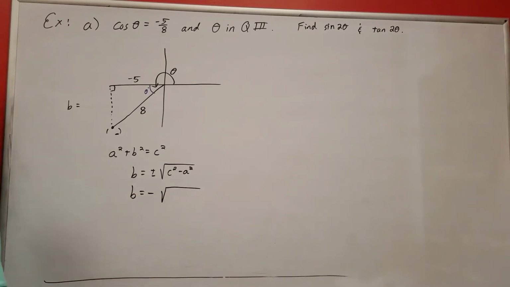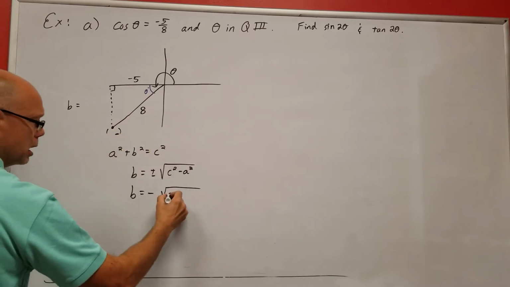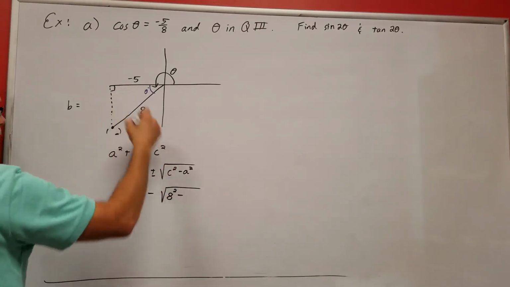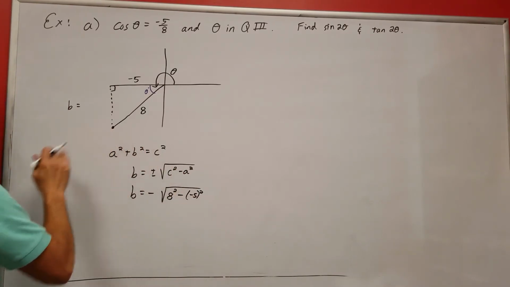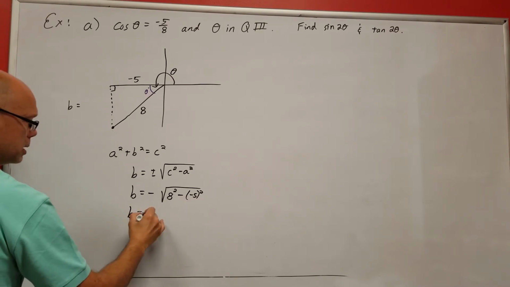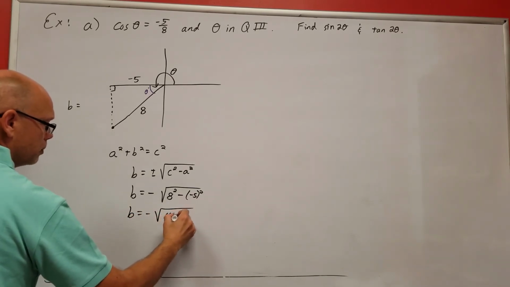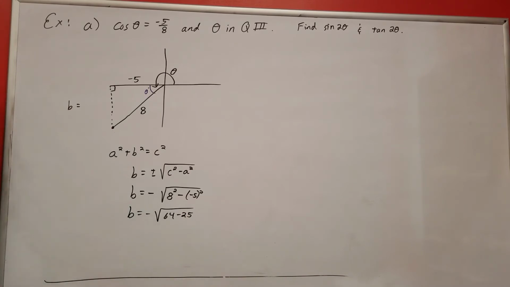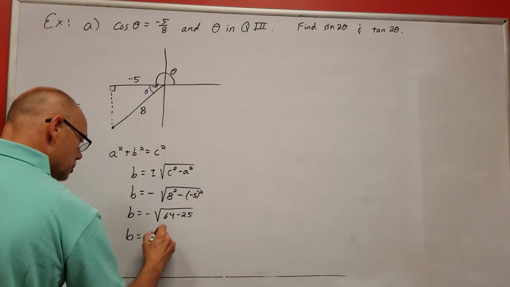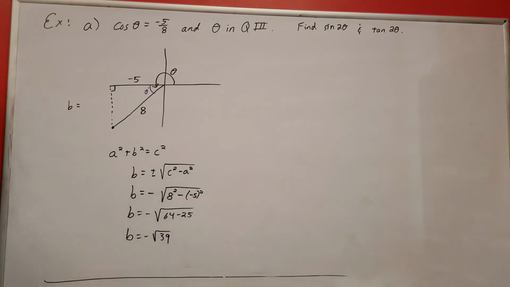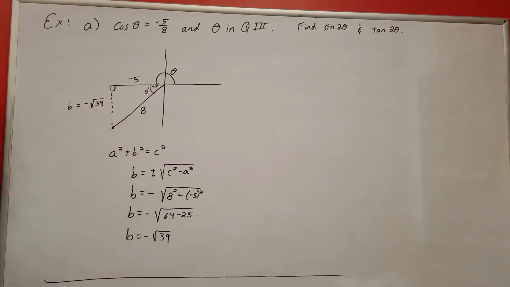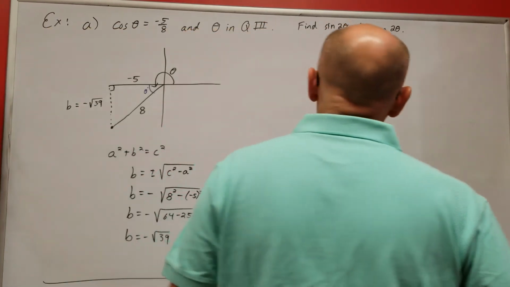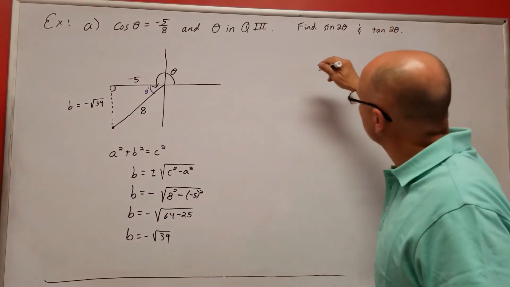It's going to be the square root of c squared, which will be 8 squared, minus a squared, minus -5 squared. All right, let's clean that up. B is equal to negative square root of 64 minus 25. What is that, 39? So b is equal to negative square root of 39. So over here, I can call this side negative square root of 39. Now, I did all that to find these values.